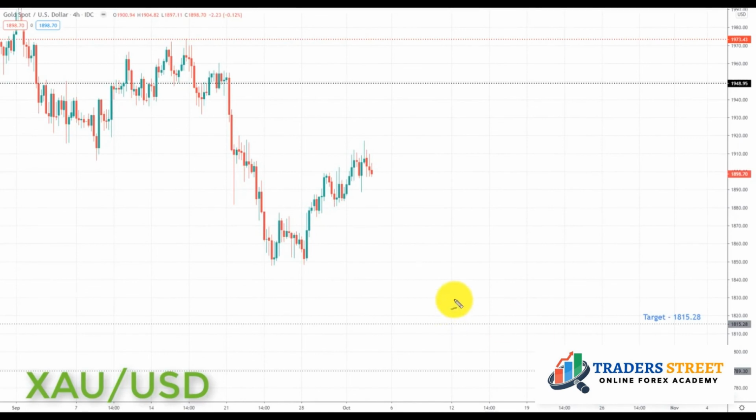And last but not least, we have gold. Now last week we started the week right down here and we were looking for a correction towards the 1948.95. We have had a nice pullback in gold. So very simply put, going into this week, we are looking for bearish setups in this market.